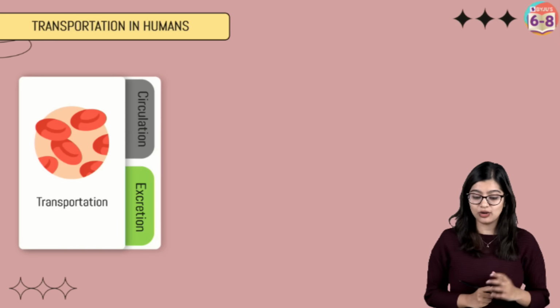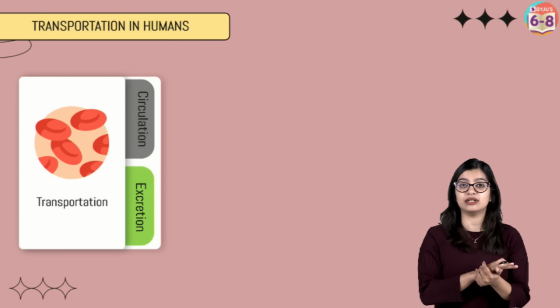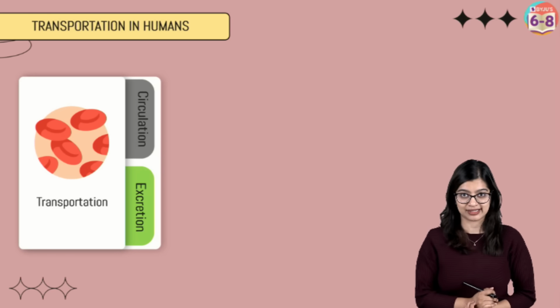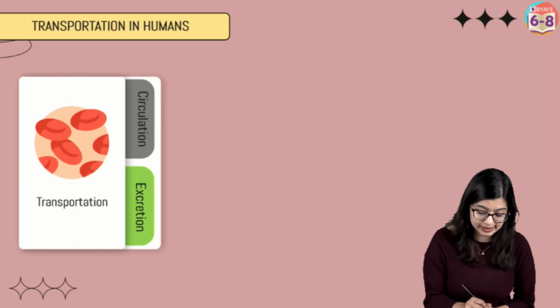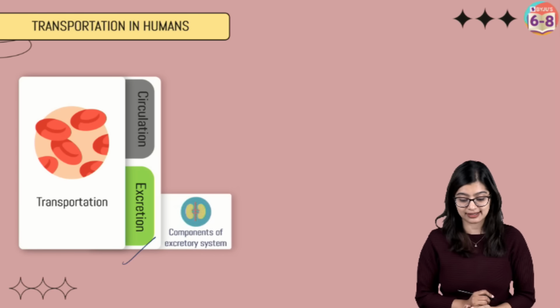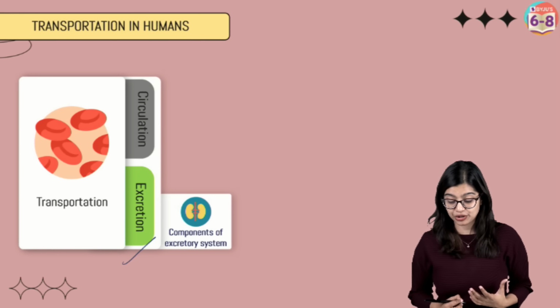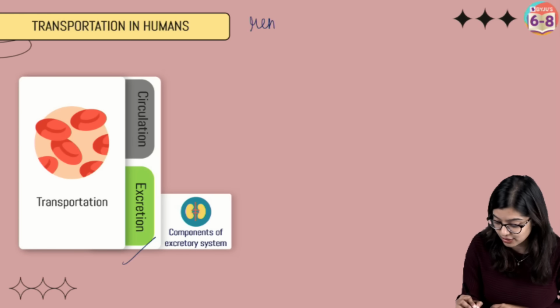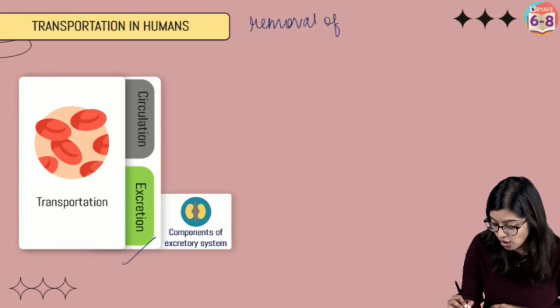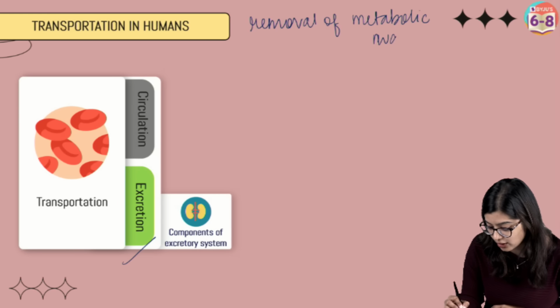So with this, we've had a look at the entire concept with respect to transport or circulatory system in our body. Now along with this, the next concept that we're going to dwell with is excretion. Now what is excretion? Excretion is nothing but the removal of metabolic waste. Now what do I mean by metabolic waste?